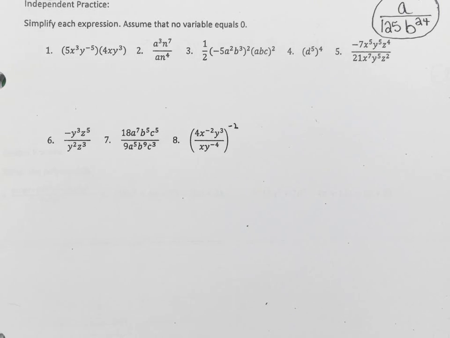What do you have, Jacob? Okay, there's multiplying the bases. What do you do to the exponents? 4X, 3X.